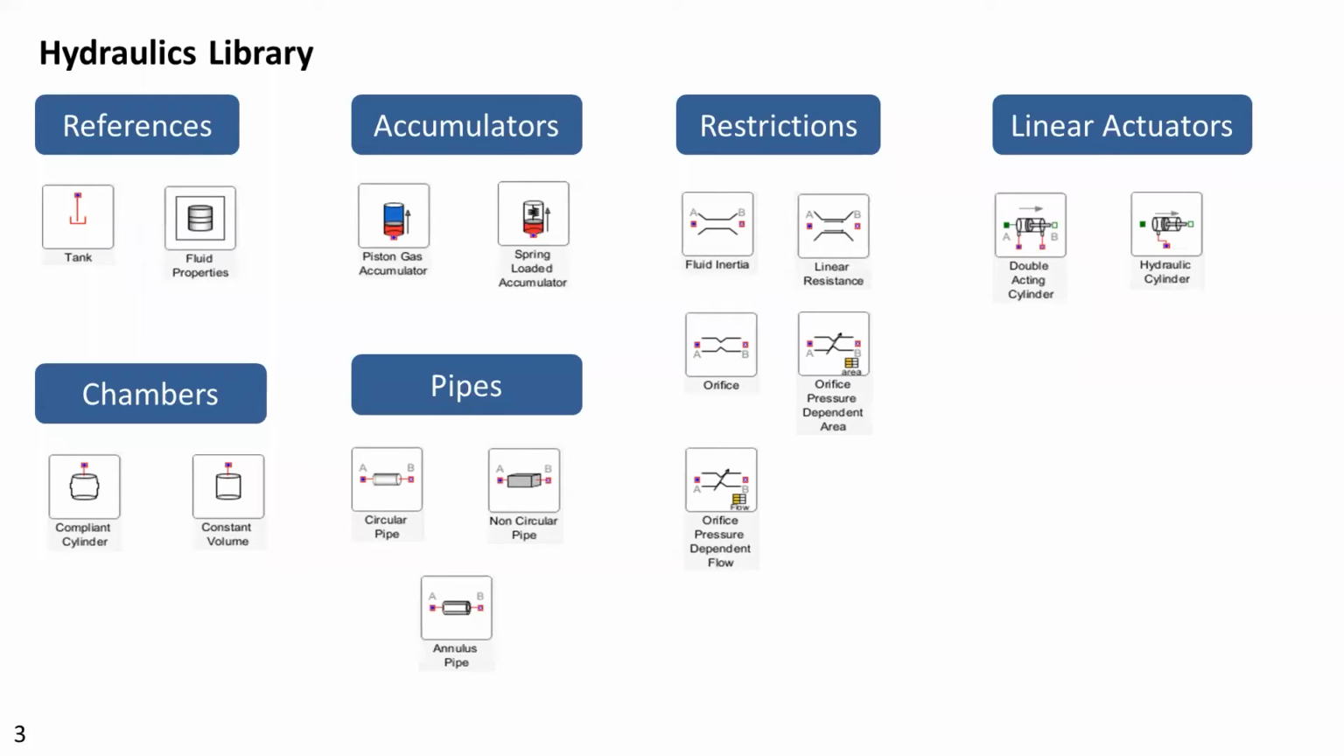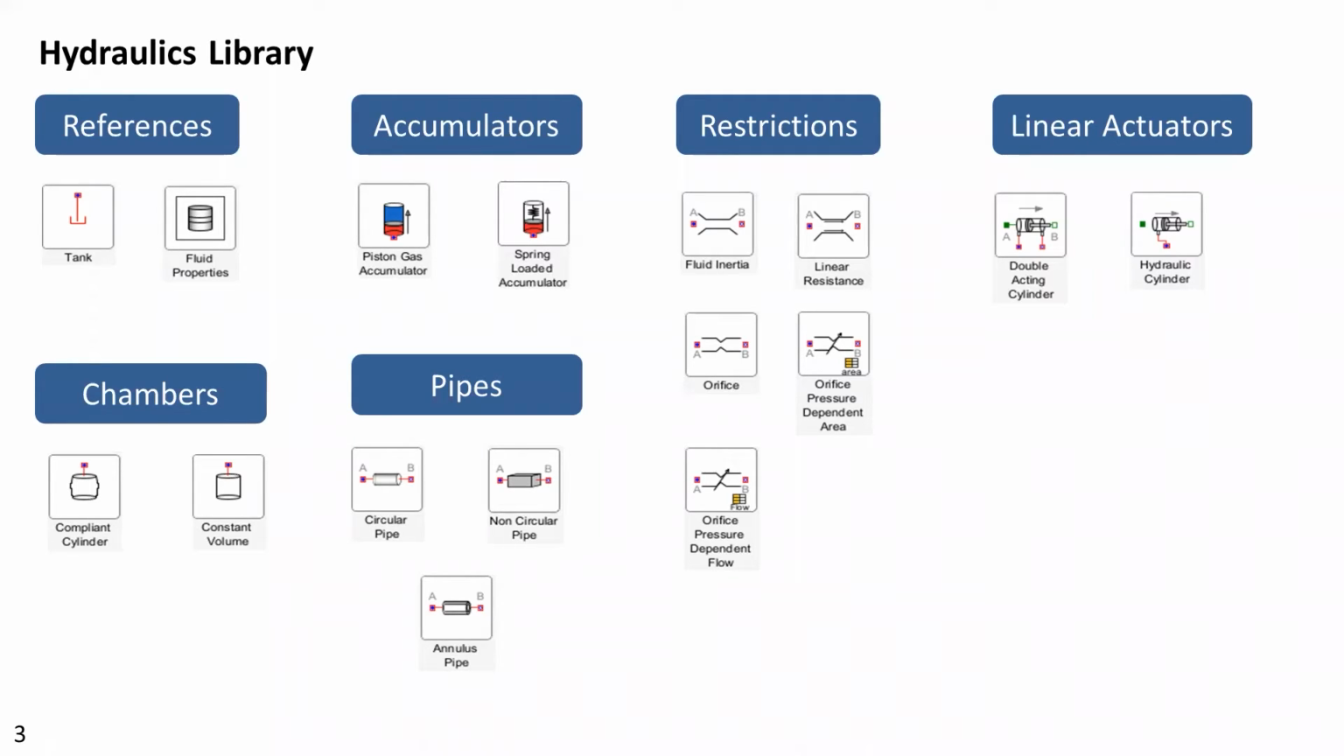All right, so talking about the hydraulics library, I just have a brief snippet of all the components associated with our hydraulics library that can be used to build models in MapleSim. For example, the fluid properties, which allow you to define the property of the fluid that one wants to model in MapleSim. We have different types of accumulators. We have restrictions, which extend from inertia to resistances to orifices to table-based orifices.